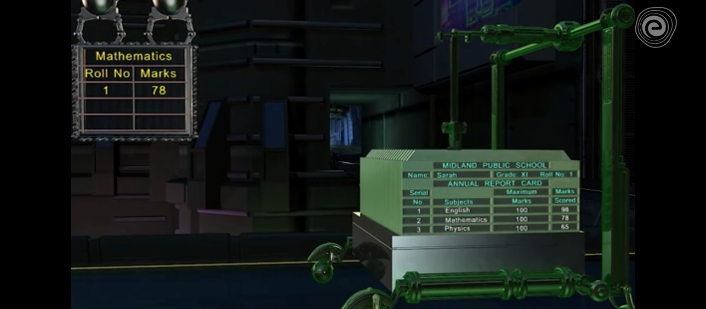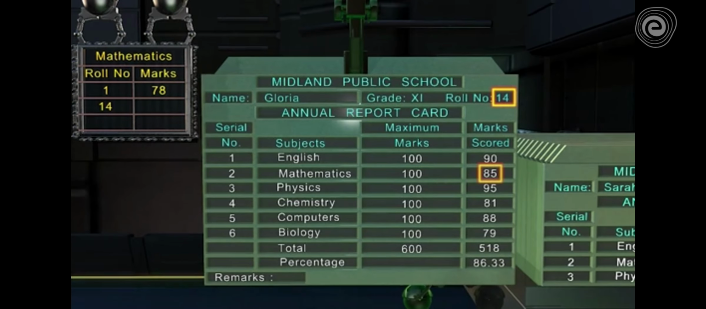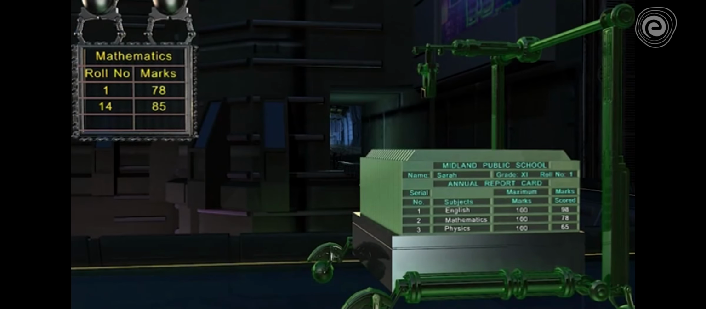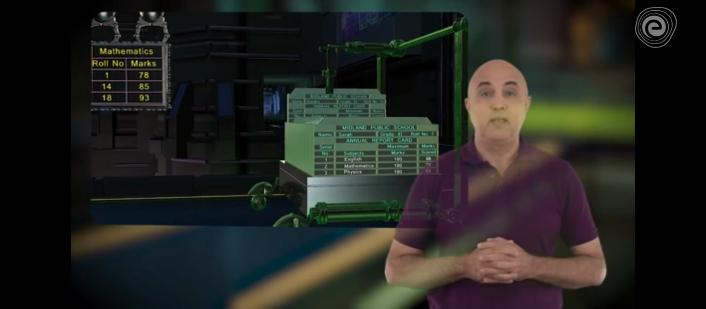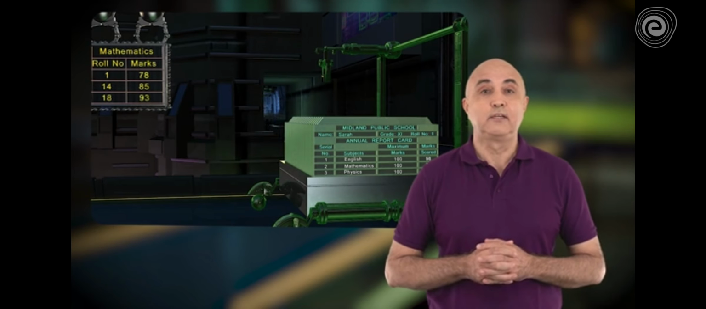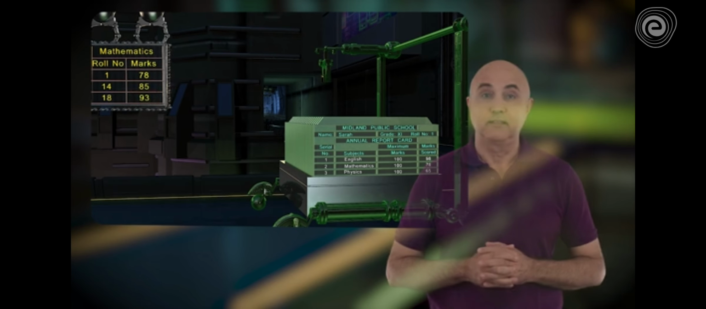He keeps checking till he comes across score 85 of roll number 14. On checking further, he gets on to roll number 18, who has got 93 marks. Thereafter, nobody has got higher than 93. He concludes that the highest marks in mathematics are 93, scored by roll number 18.